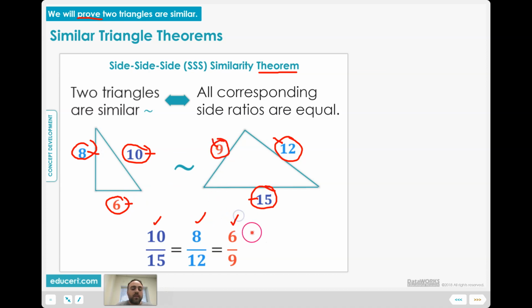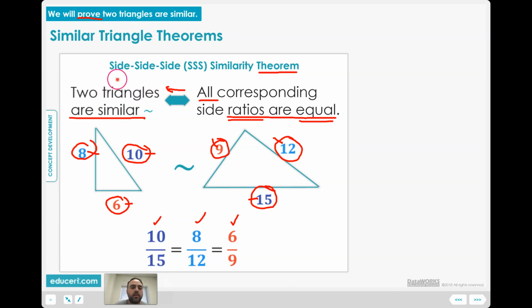These numbers may sound familiar from earlier. We actually proved that these were equal value fractions, that these ratios were all the same value. Let's go up here to the similarity theorem. If we can show that all corresponding side ratios are equal, then that proves that the two triangles are similar.